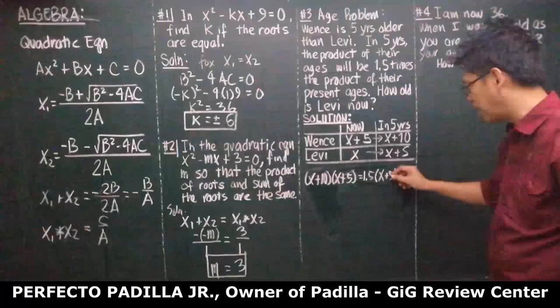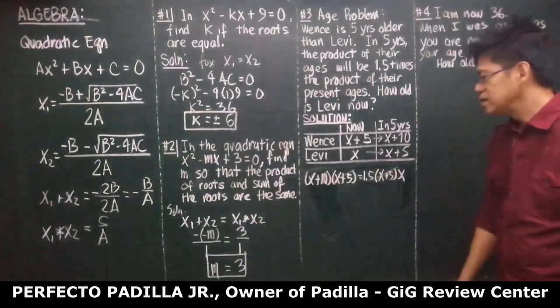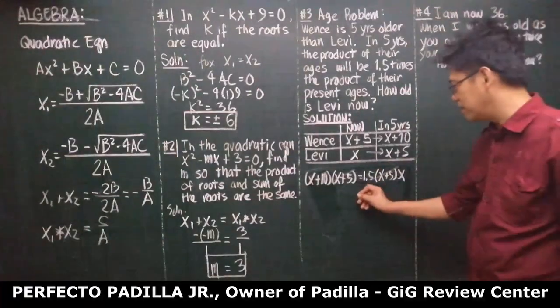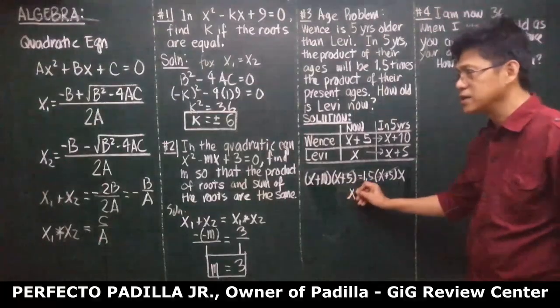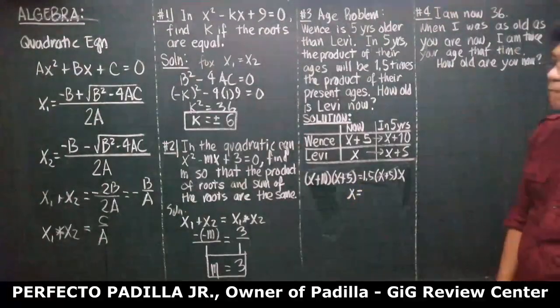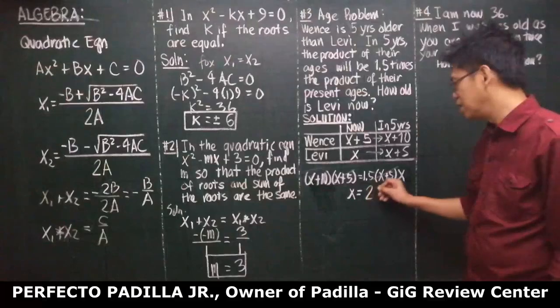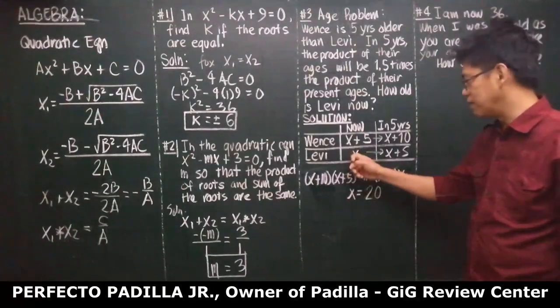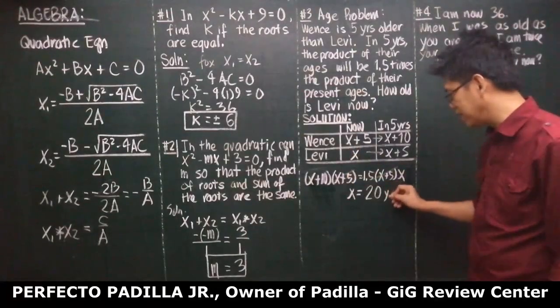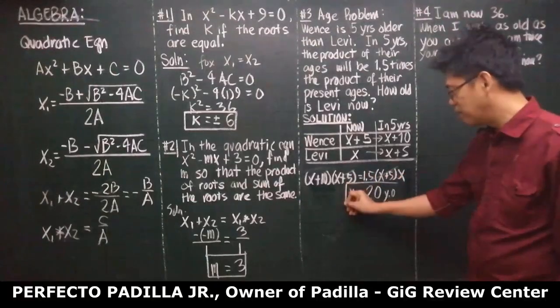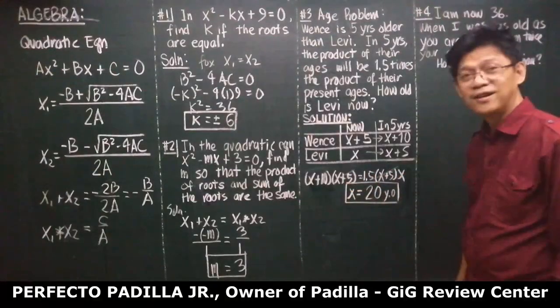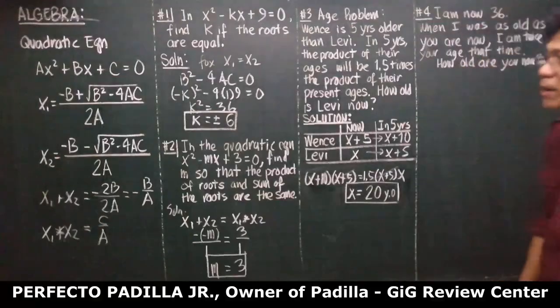Yung x plus 5 will cancel. So, therefore, what we will have here is going to be x is going to be equal to what? That would be 20. So, therefore, Levi is 20 years old. Nasundan niya? Okay. Gawin pa natin itong isang problem.